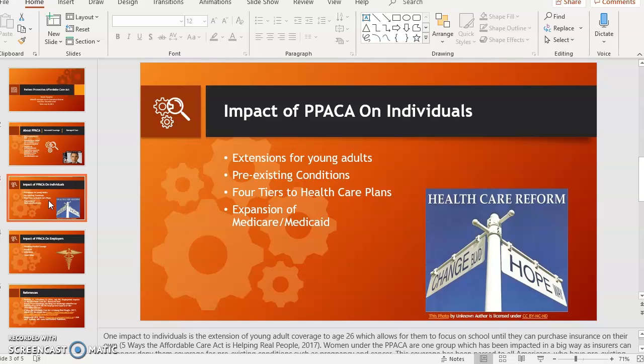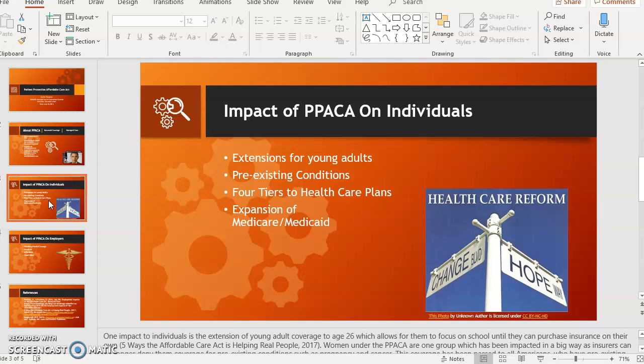Women under the PPACA are one group which has been impacted in a big way, as insurers can no longer deny them coverage for pre-existing conditions such as pregnancy and cancer. This coverage has been passed to all Americans who have pre-existing conditions. Another change for women is they can choose providers and not have to worry about paying higher costs for their premiums. Now costs for insurance must be equal across the board for men and women. Before, men used to get better rates than women, but the PPACA changed that and made it equal. Insurers also must offer maternity benefits now for women.